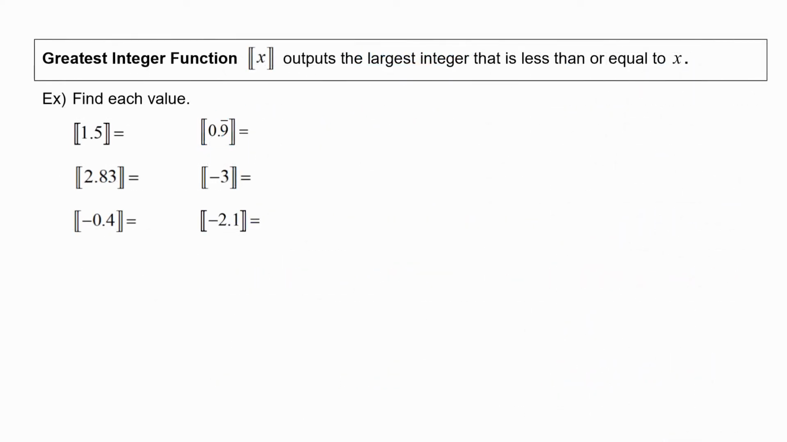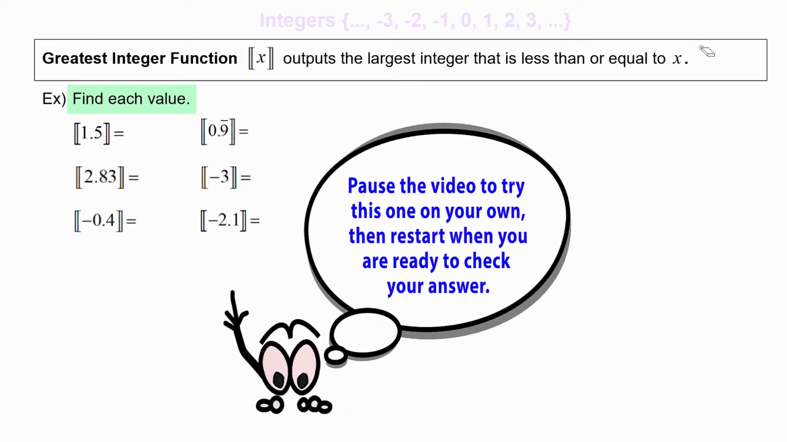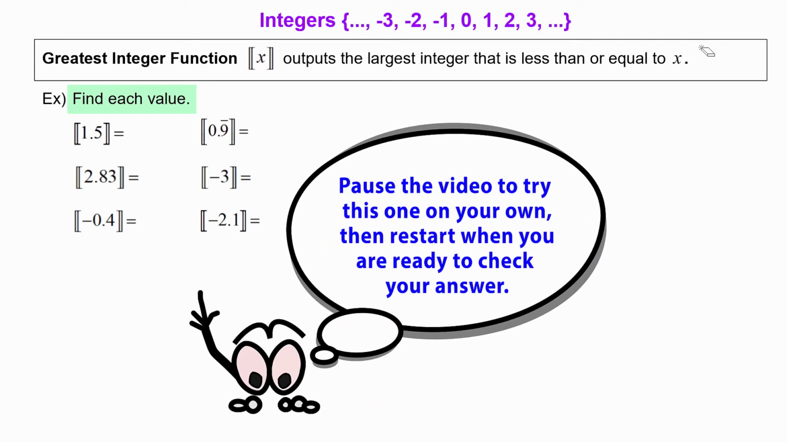Let's do a quick review of the greatest integer function. Greatest integer of x outputs the largest integer that is less than or equal to x. In this example, we have to find each value. So pause the video, try this one on your own, then restart when you're ready to check your answers.